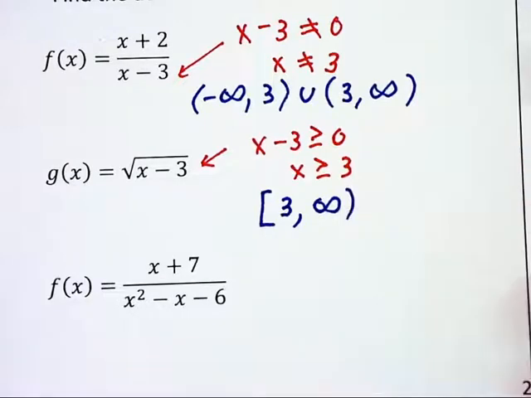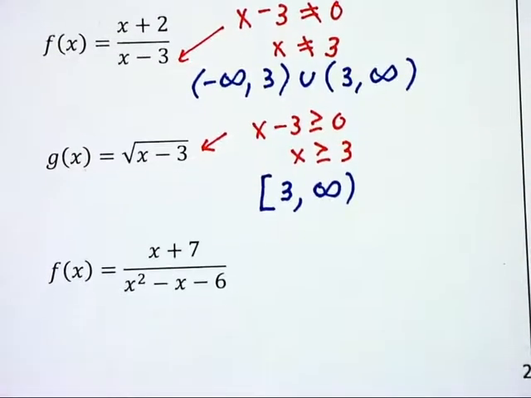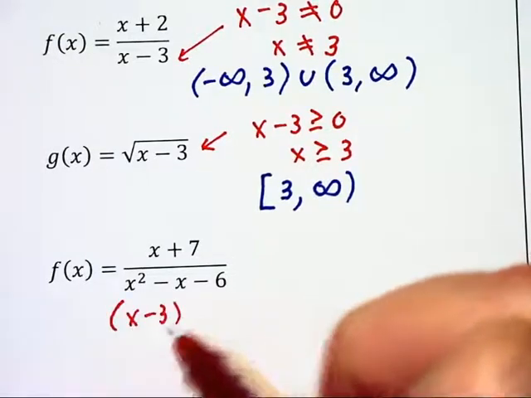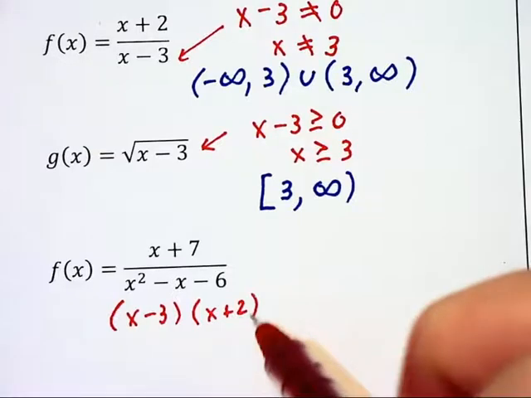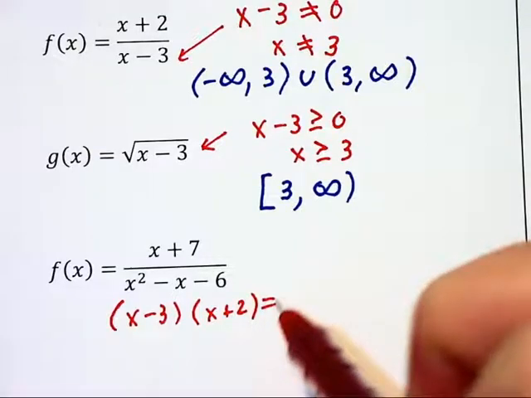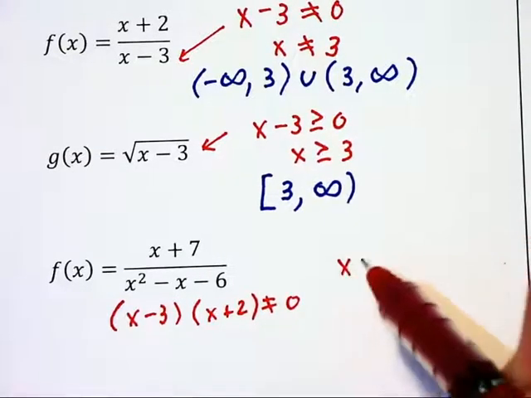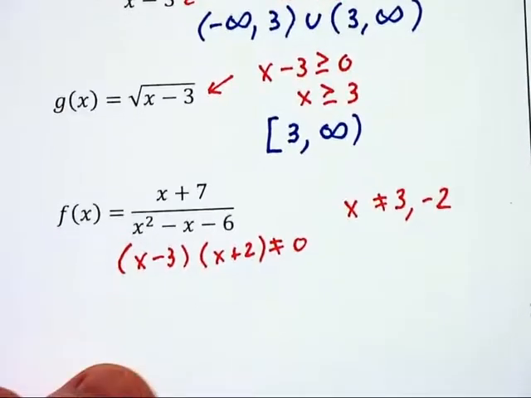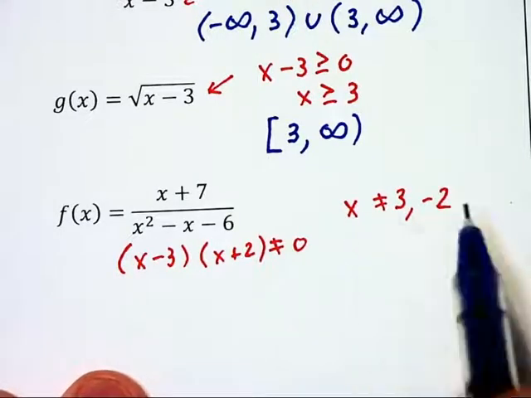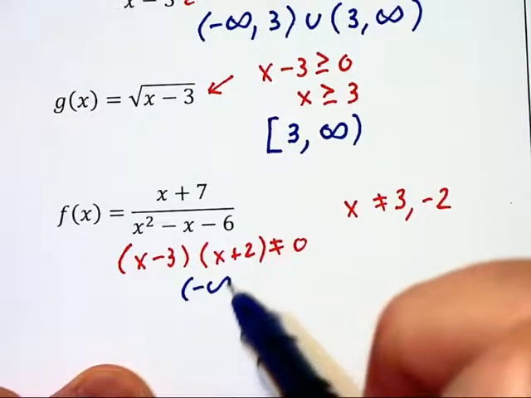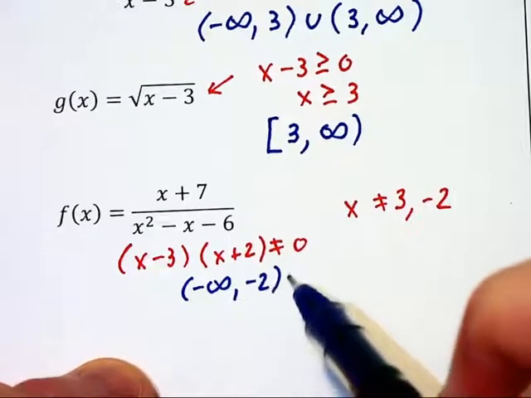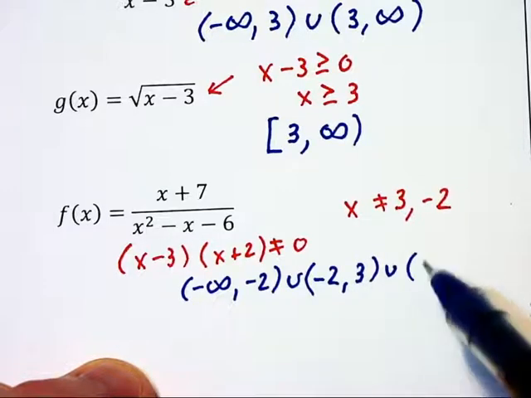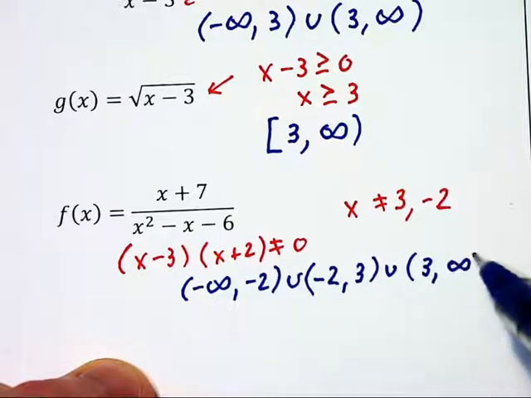In this third case, we can see that this denominator is going to factor into x minus 3 times x plus 2, and we need to make sure that those are not equal to 0. So x cannot equal 3 or negative 2, both of which are bad values. So our domain will be all values except those. In other words, from negative infinity up to negative 2, which we don't include, united with the set between the numbers, and then united with the set or interval to the right of those numbers.